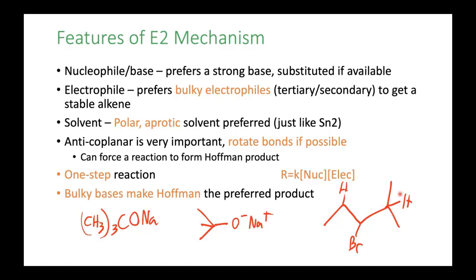So again, this doesn't only work for tertiary versus secondary. It can work for secondary versus primary on another example, but just know that because it's a bulky base, it can't get close enough to the more substituted carbon as well as it could the less substituted carbon. So therefore, you will take away the less substituted hydrogen and form the Hofmann product.